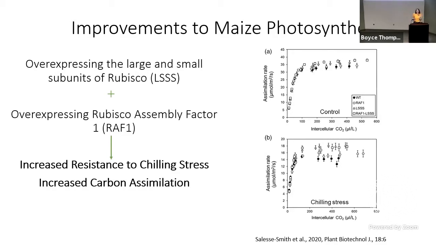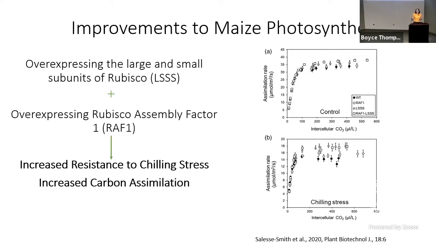So basically, you can see how as carbon increases in the cell, the amount of carbon being assimilated also increases until you reach a sort of saturation point. So here in A, where there was no chilling stress on the maize, you can see a saturation point over here, maybe around 35, 40. But down here, when the maize was exposed to chilling stress, that saturation point is a lot lower.